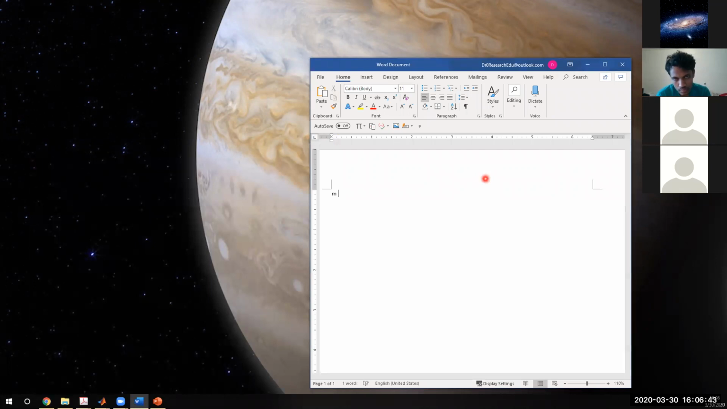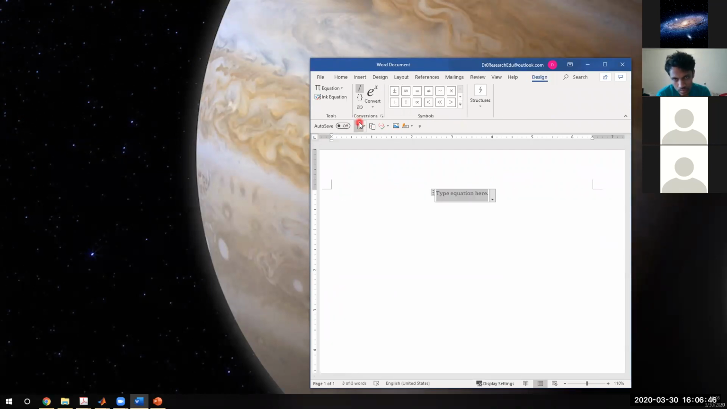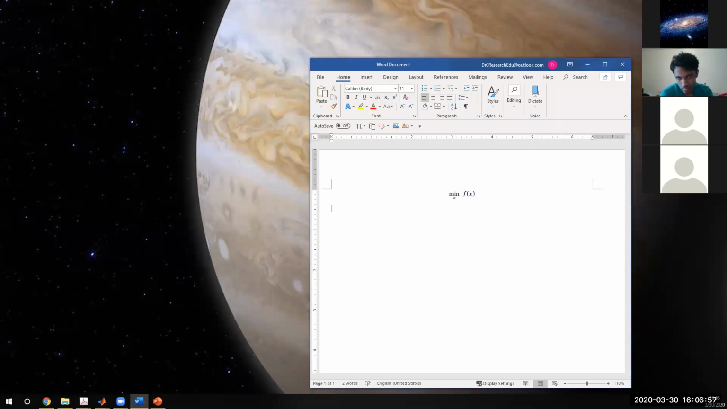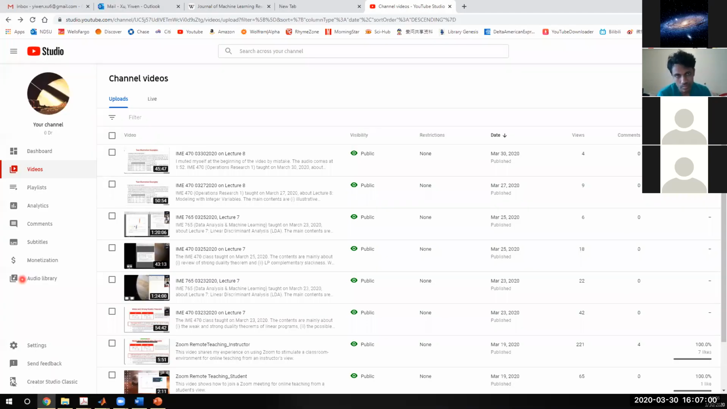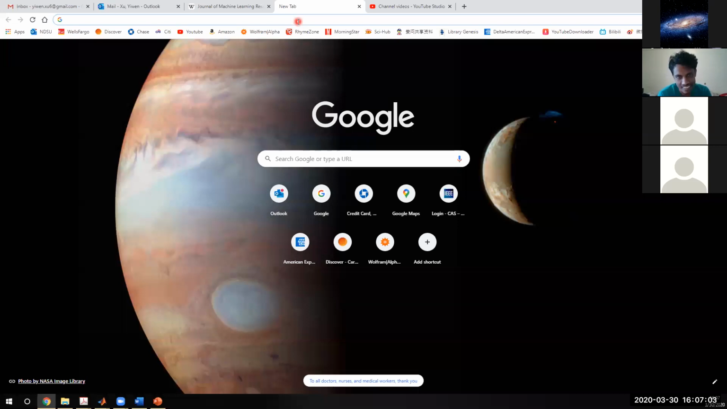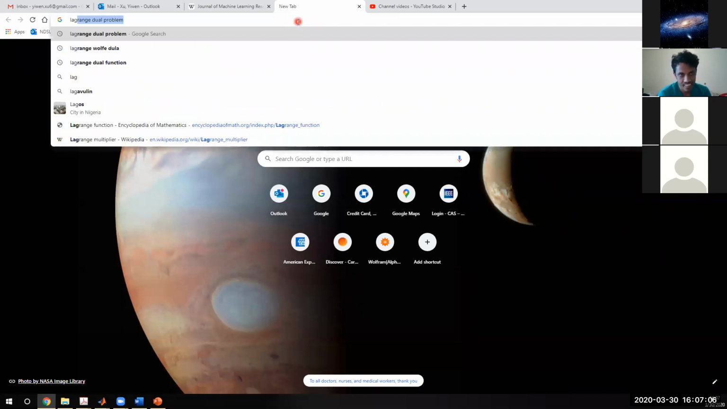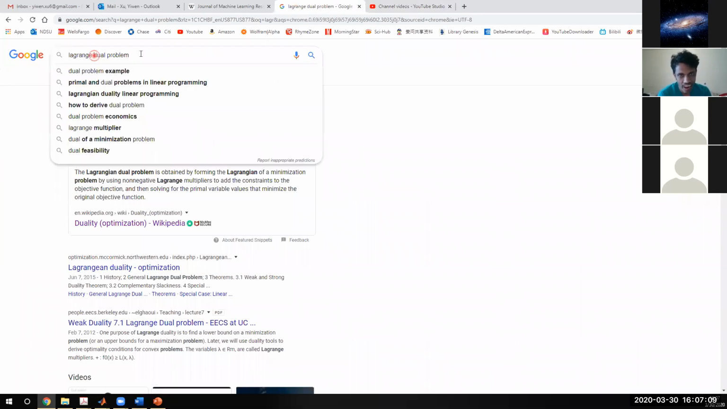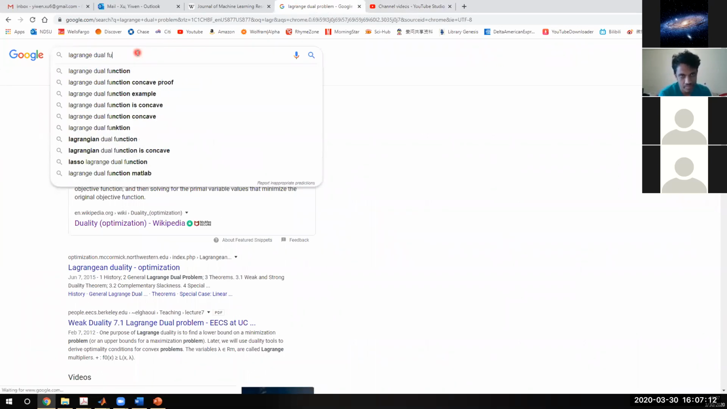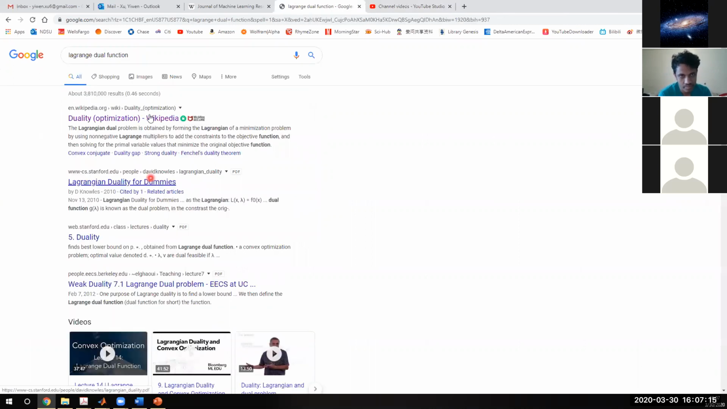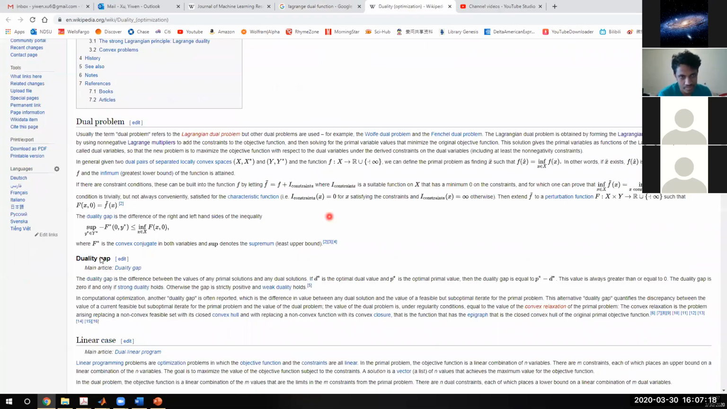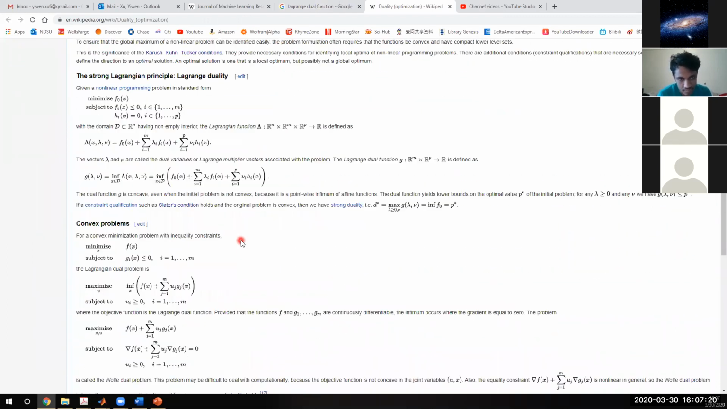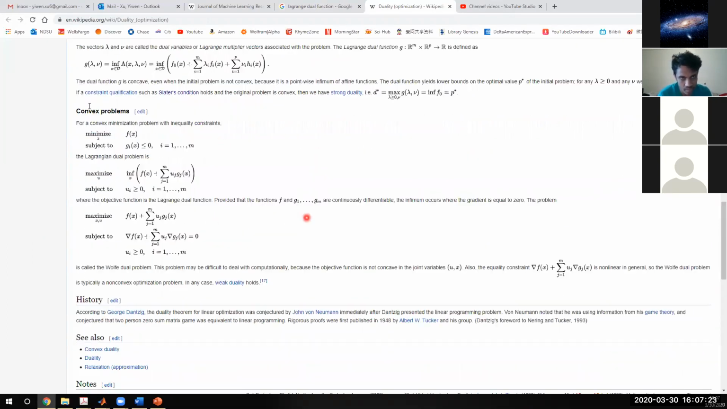Suppose I have a minimization over x, for example, f(x). Wait, I don't need to write it down. I'm lazy. Easy way: Google. Lagrange dual problem. Dual function. Let's go to Wikipedia. Okay. Let me see whether it's something that I need. Ah, very good. This is something that I need.